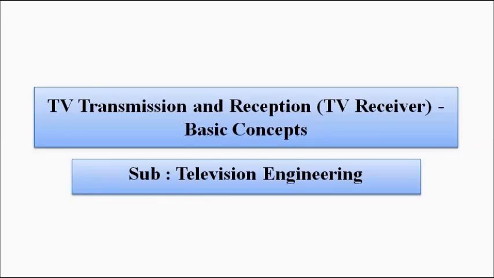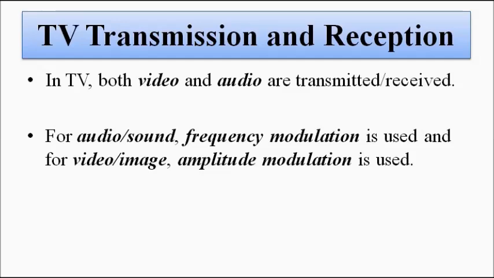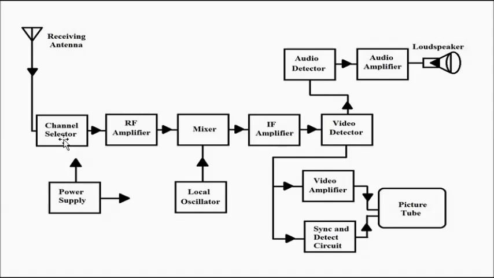So we already know that the two important components in television are the video and the audio. The audio, or the sound, gets frequency modulated, and the video, the image, gets amplitude modulated. Now, the signal at the transmitter side is transmitted by converting both the modulated carriers, the amplitude modulated video signal and the frequency modulated sound signal, using the transmitting antenna. So at the receiving side, it will have a circuitry like this with these blocks in it.